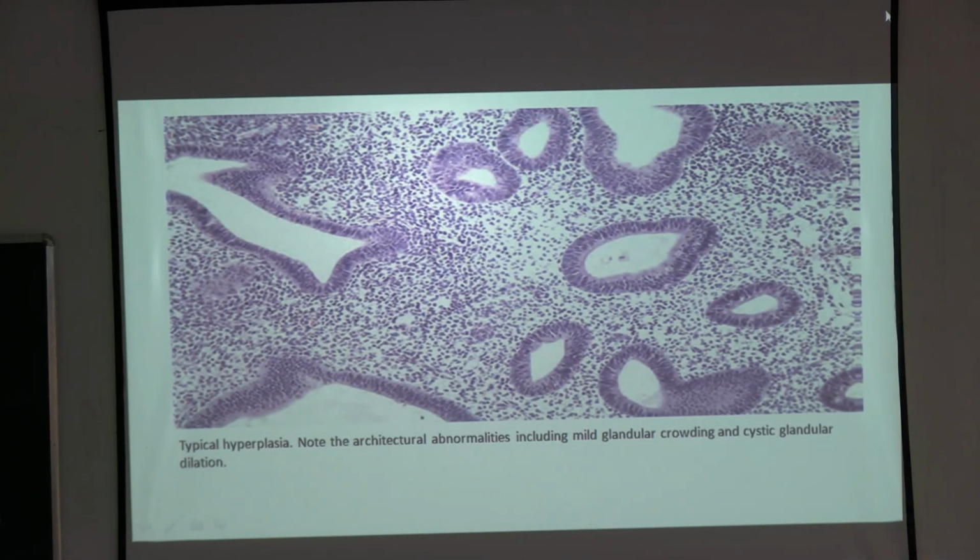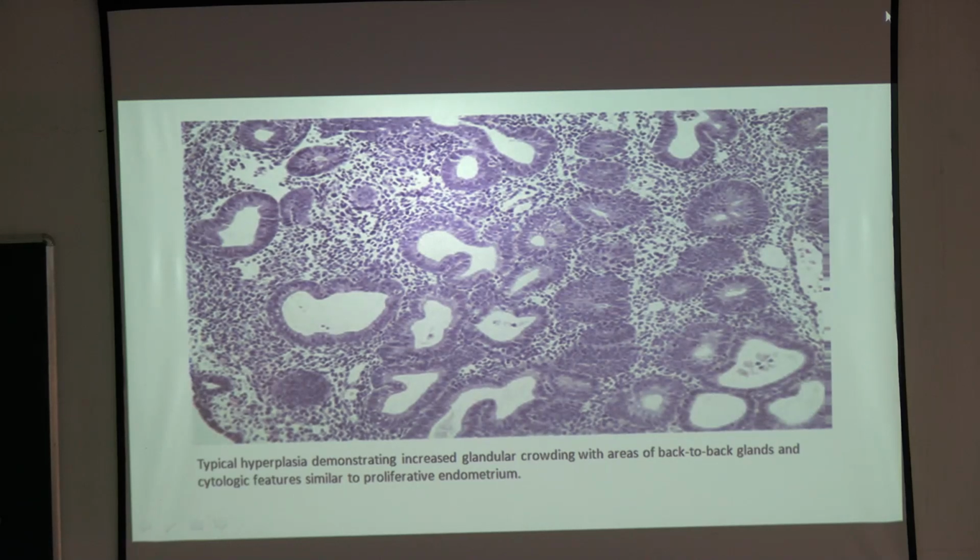It is hyperplasia without atypia, means here no atypical features will be present in the cell. It is typical hyperplasia. This is the intervening stroma and these are glands. Typical glands, no atypia is present. এখানে কি হয়েছে না, এখানে ওভারক্রাউডিং হয়েছে, একটা গ্ল্যান্ডের পরেই আরেকটা গ্ল্যান্ড, ব্যাক টু ব্যাক গ্ল্যান্ড অ্যারেঞ্জমেন্ট, but cytological features are similar to proliferative endometrium.